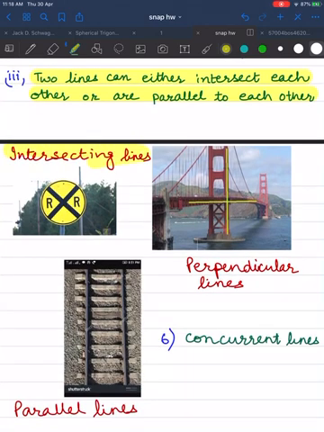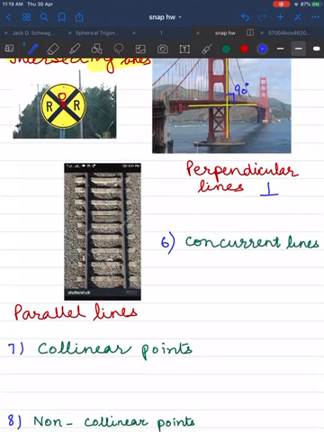2 lines can either intersect each other or be parallel to each other. Look at the intersecting lines. Here the 2 lines meet at point O. Now if 2 intersecting lines make a 90-degree angle, they are called perpendicular lines. The symbol for perpendicular lines is an inverted T.